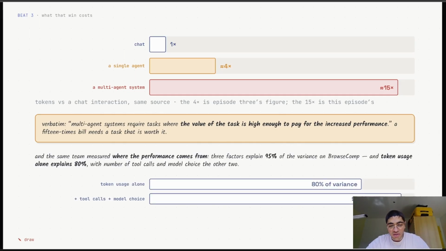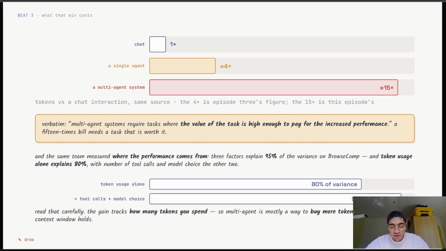And they also actually measured where this variance is coming from. You have 3 factors that explain 95% of the variance. And this was on BrowseComp, which, if I'm not wrong, is a benchmark. Token usage alone explains 80%, with the number of tool calls and model choice explaining the other 15%. So token usage alone, when it comes to cost, is the most price-driving issue.